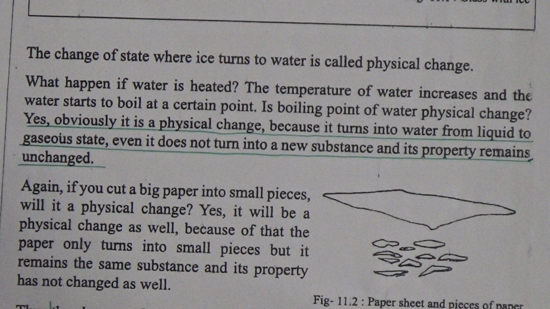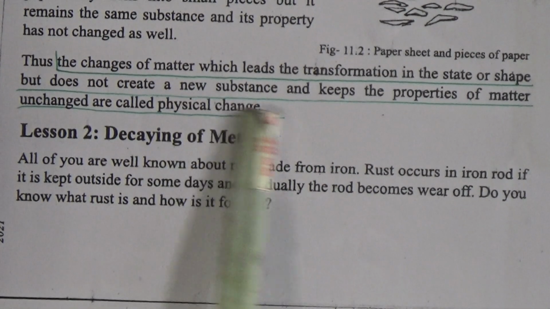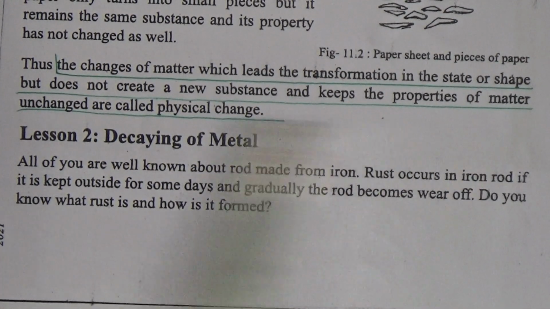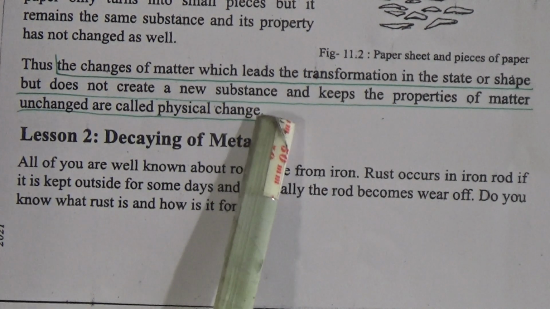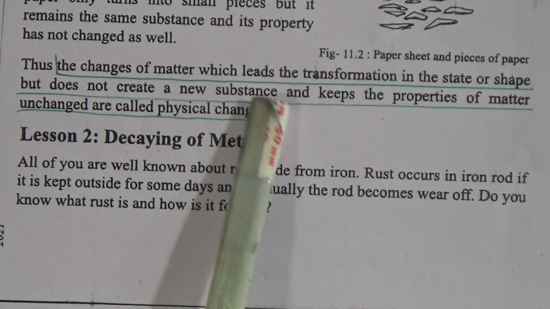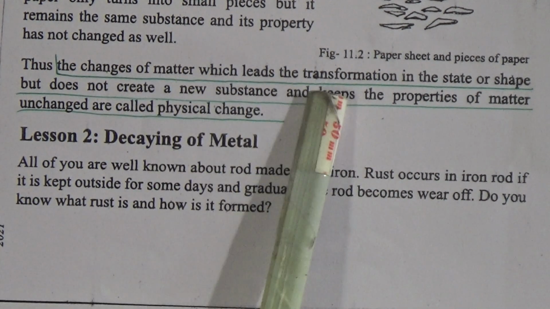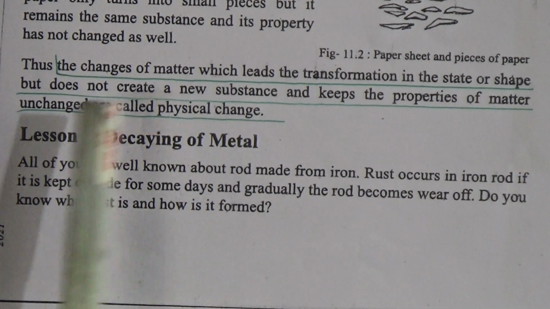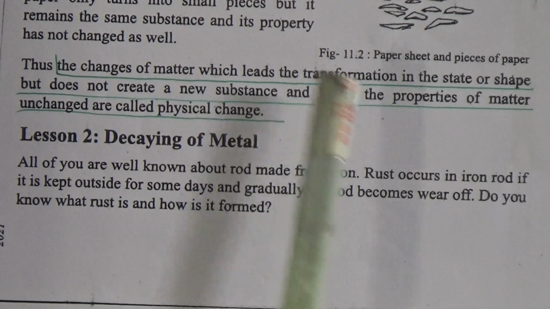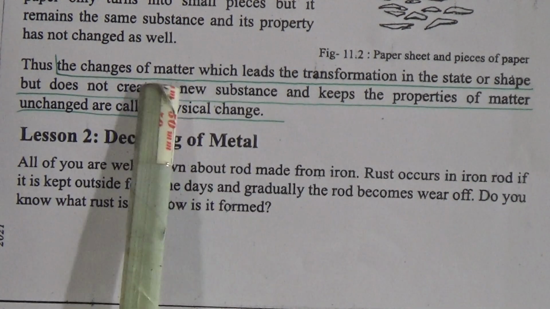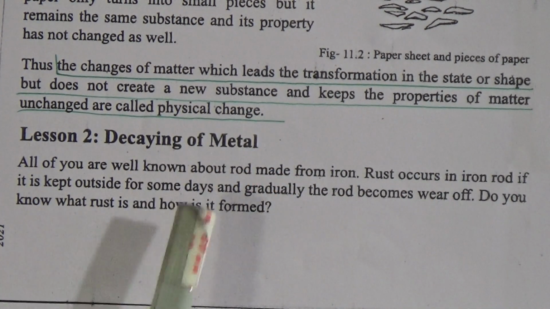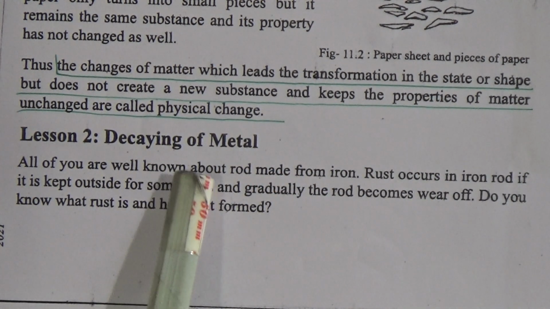So physical change means the change of matter which leads to transformation in the state or shape but does not create a new substance and keeps the properties of matter unchanged. So my dear students, this is an important knowledge based question. What is physical change? The change of matter which leads to transformation in the state or shape but does not create a new substance and keeps the properties of matter unchanged is called physical change. So underline this line. Now go to next topic, decaying of metal.